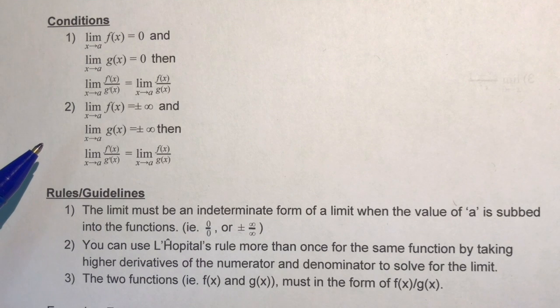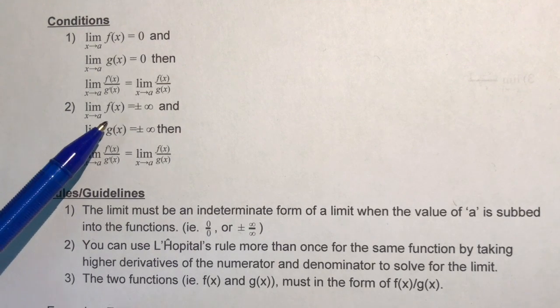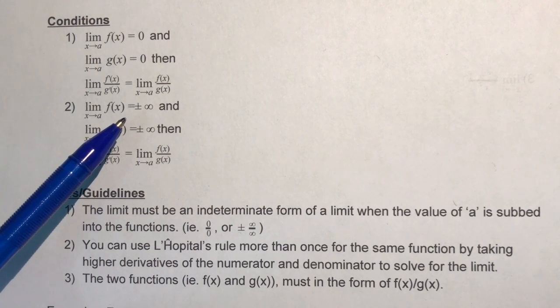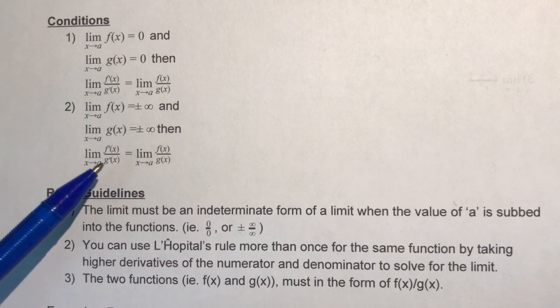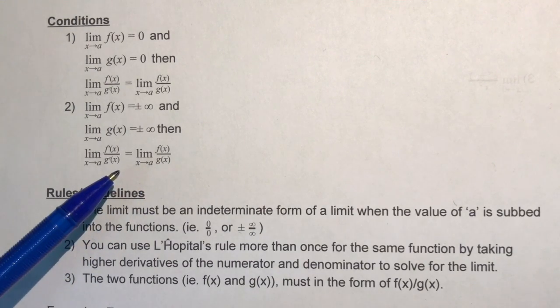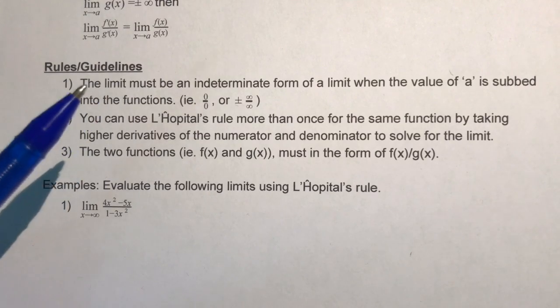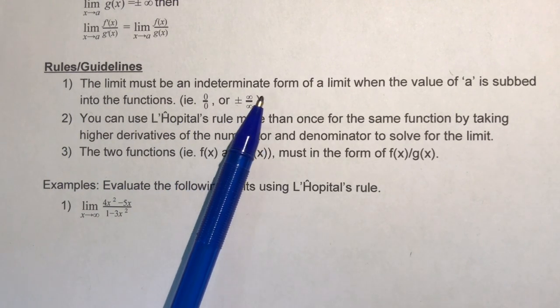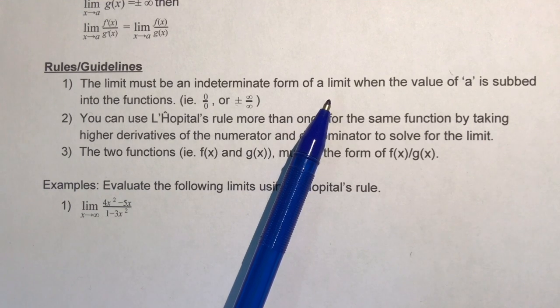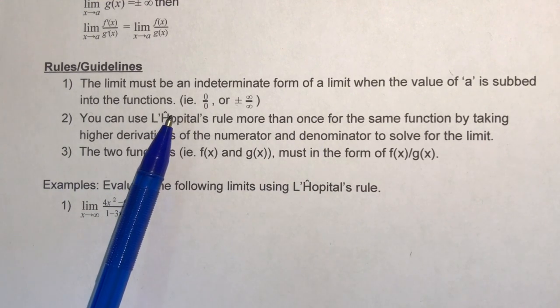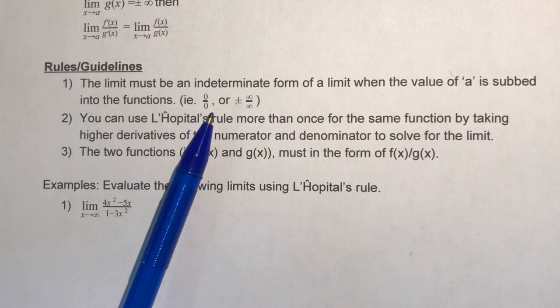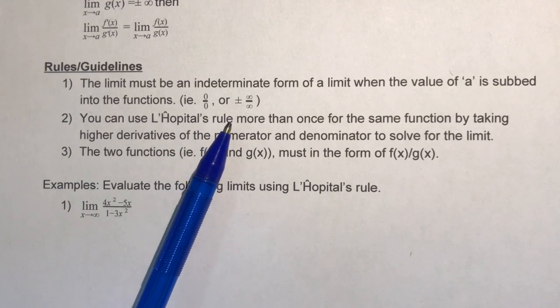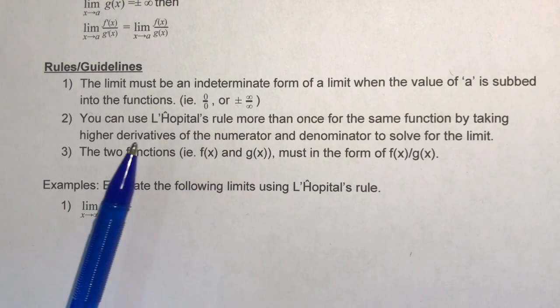The second condition is when the limit as x approaches 0 of f of x and g of x will be equal to positive or negative infinity. Then the general notation is also true. So we have the rules and guidelines. Number 1 is that the limit must be an indeterminate form when the value a is subbed into the function. So as mentioned above, it has to be 0 over 0 or plus minus infinity over infinity.